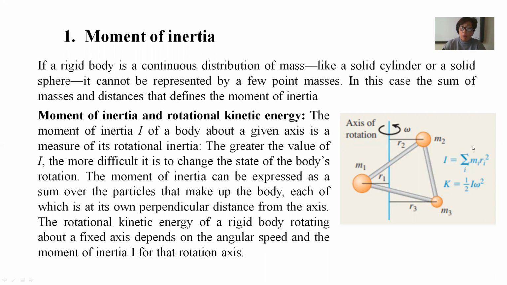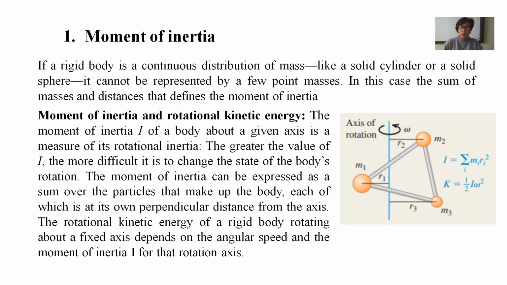Moment of inertia and rotational kinetic energy. Here the moment of inertia I, or J, of a body about a given axis is a measure of its rotational inertia. The greater the value of the moment of inertia, the more difficult it is to change the state of rotation of a body. We know this applies whether the body is a disc, sphere or cylinder, etc.